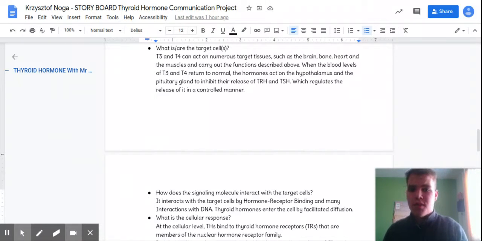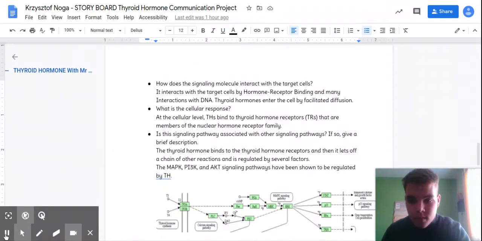When the blood levels of T3 and T4 are too low, it uses an inhibitor to have more, or to get rid of some, and control the amount that's being put in.